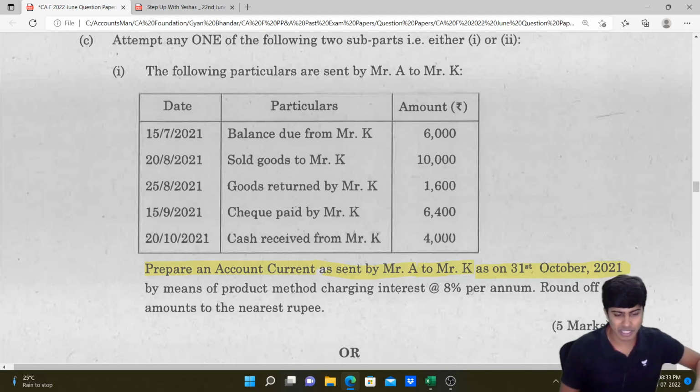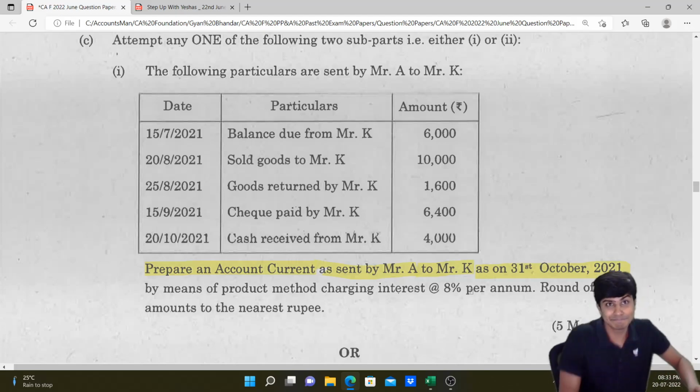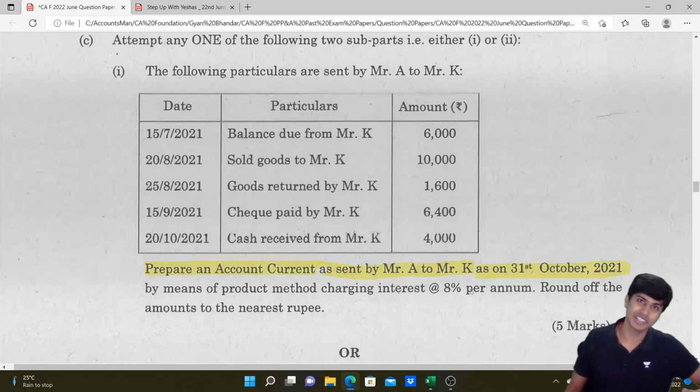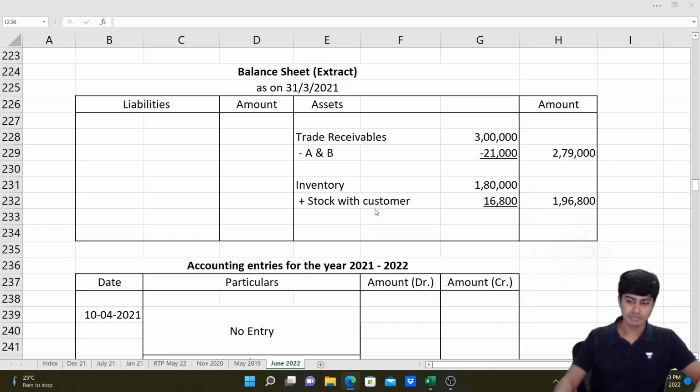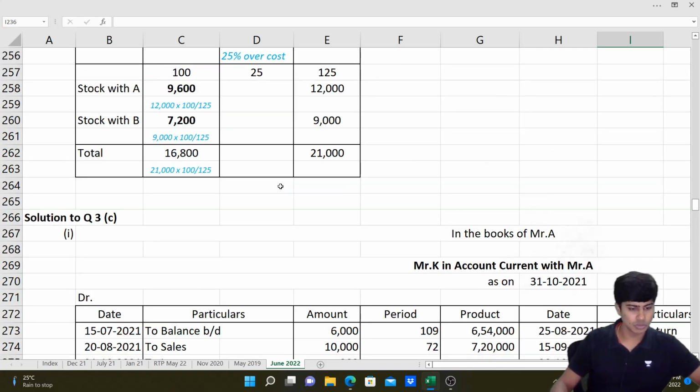This could have been way more tricky. They could have asked epoch method. But they could have asked balance of product method. But lucky you, they asked product method without epoch. Fine. Let's first draw an account in the books of A for Mr. K. So that's how you should start.